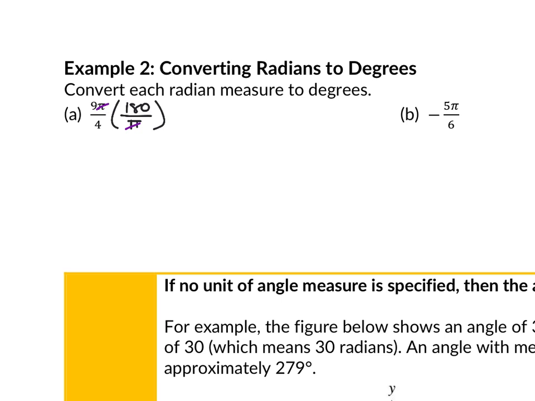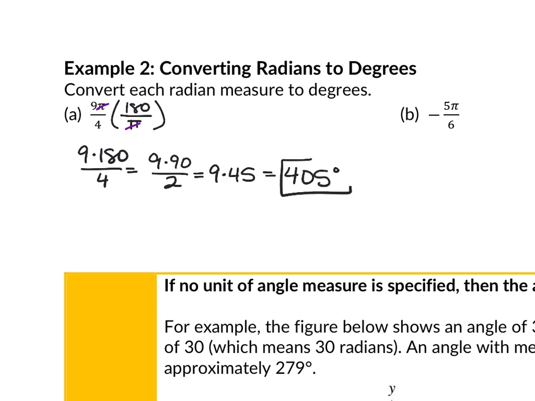So this is going to end up being 9 times 180 divided by 4. But let's make this easier for ourselves. 180 and 4 are both divisible in my brain by 2. So if I just reduce those, that's going to be 90 divided by 2. And again, 90 is also divisible by 2. I should have seen that coming. So this is actually 9 times 45. 9 times 45 is 405 degrees.